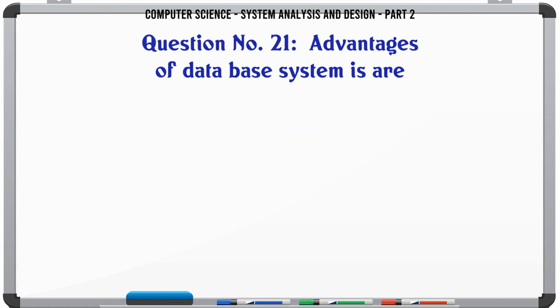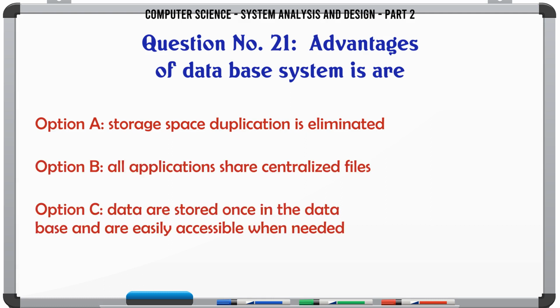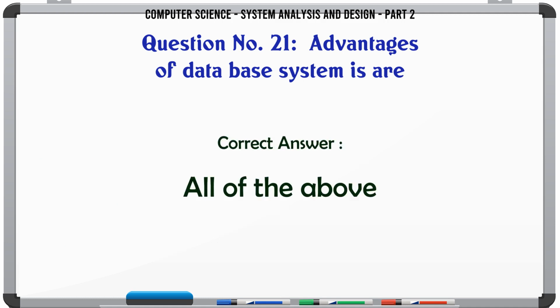Advantages of database system is A. Storage space duplication is eliminated. B. All applications share centralized files. C. Data are stored once in the database and are easily accessible when needed. D. All of the above. The correct answer is all of the above.